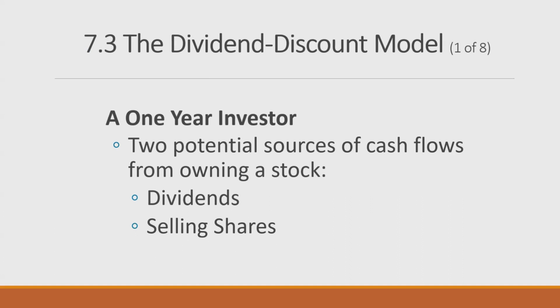Owning a stock can yield cash flows through two channels. The firm may distribute cash to the shareholders as dividends. Investors may generate cash by selling the shares in the future. The cumulative cash received from dividends and stock sales hinges on the investor's investment horizon. So we're going to initially explore the viewpoint of a one-year investor.